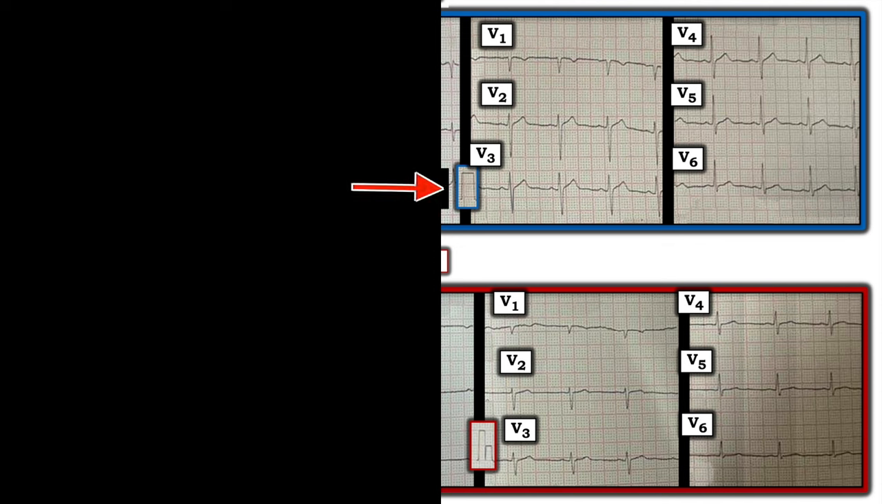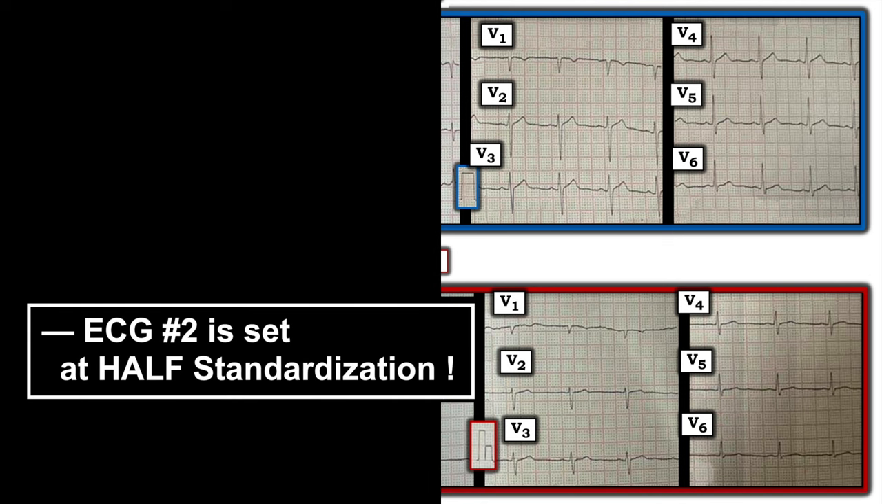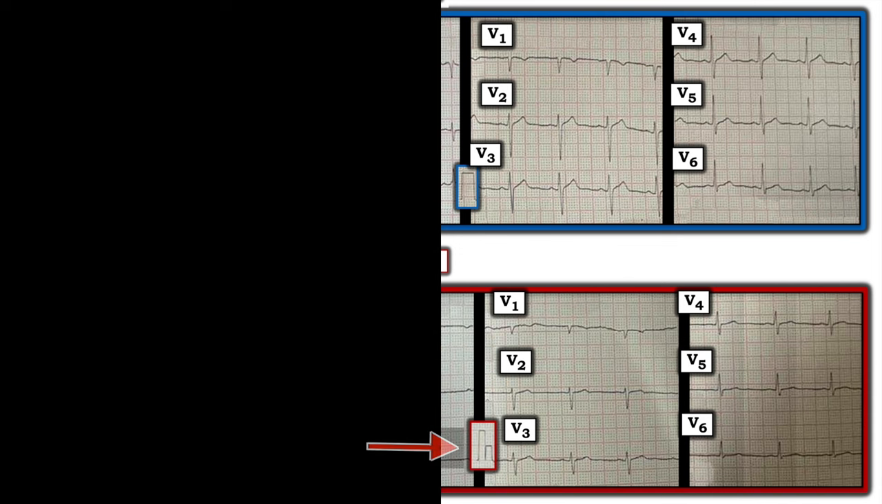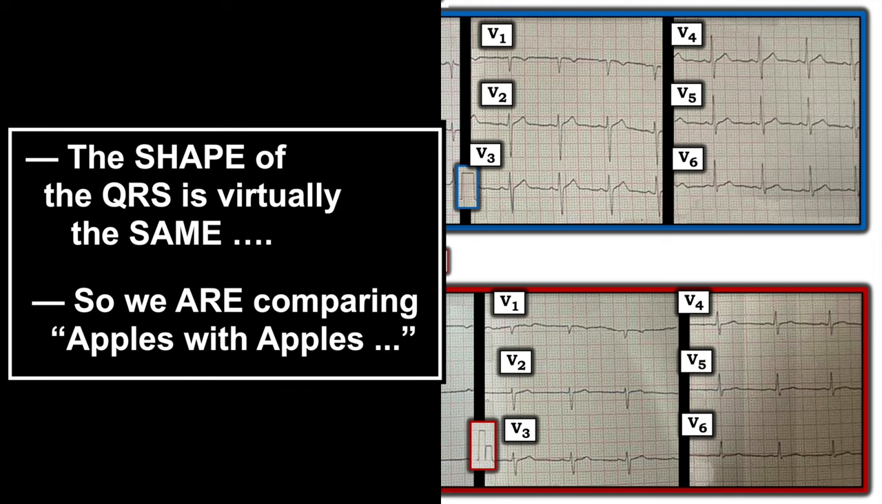Chest leads are of a lower amplitude. This gives you the standardization. What this shows here, this one is half standardization. So that accounts for the fact that the QRS amplitude here is less than what it was before. The shape of the QRS complex, however, is virtually identical. So we are comparing apples with apples.